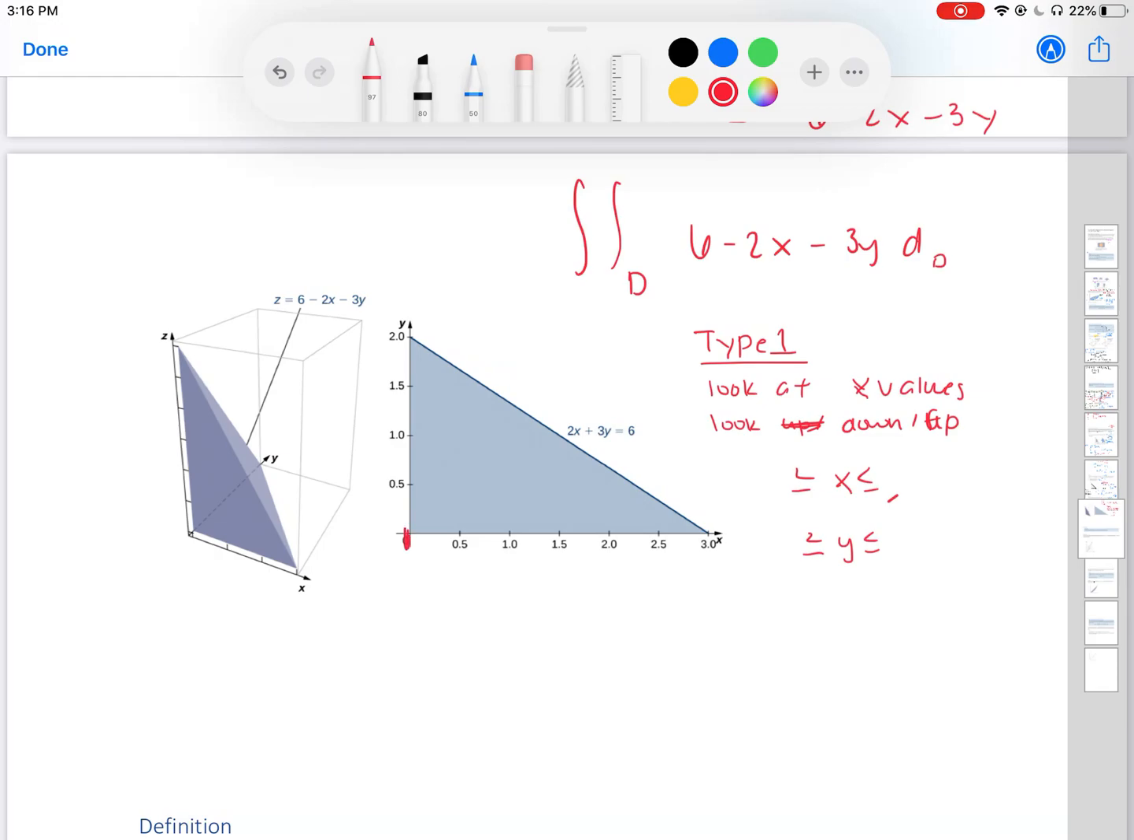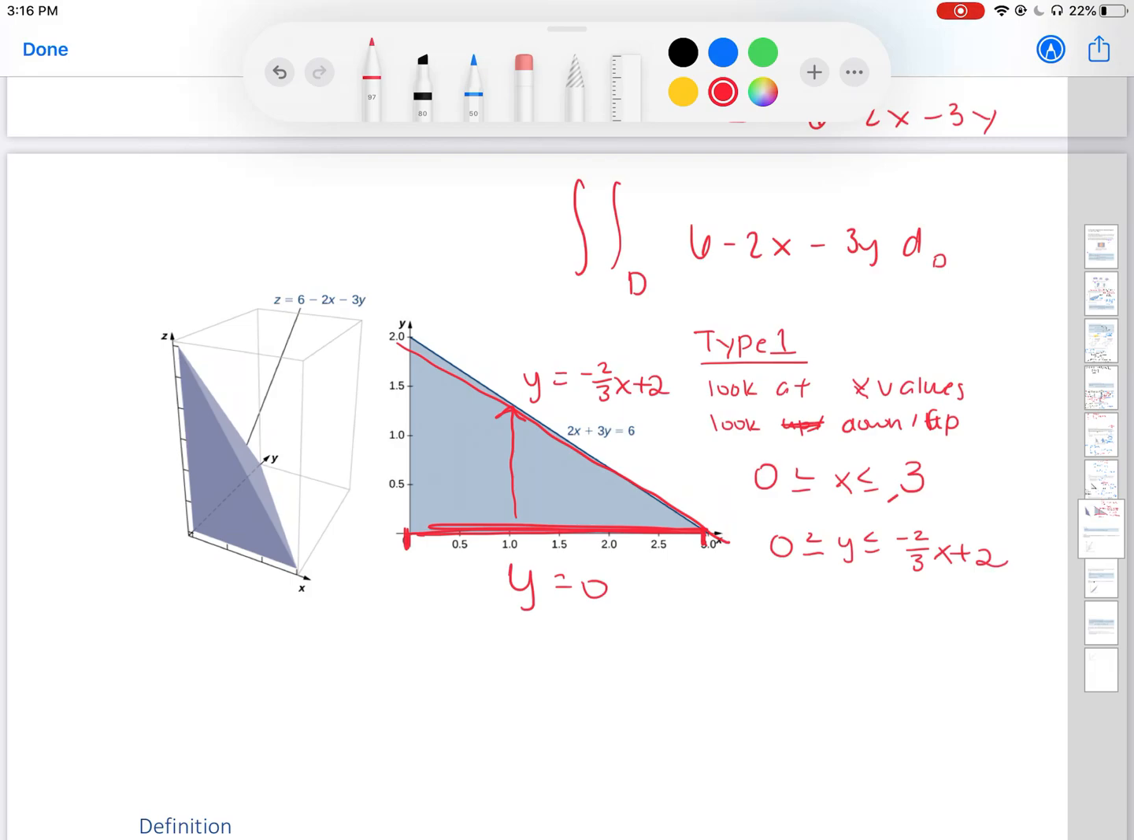Okay, so for our x's, I go from 0 to 3. And for my y's, I'm looking at this first graph here, which is y equals 0. And then I travel along this graph here, so I have to solve for y. So that we get y equals negative 2 over 3x plus 2. So write negative 2 over 3x plus 2.